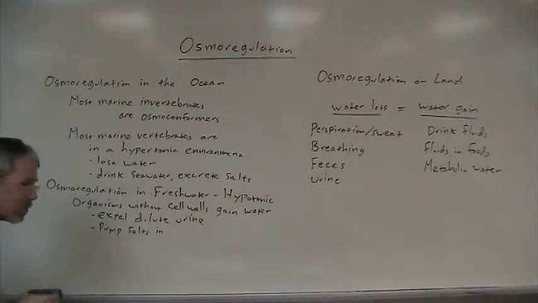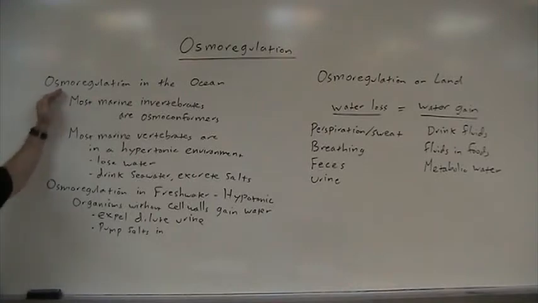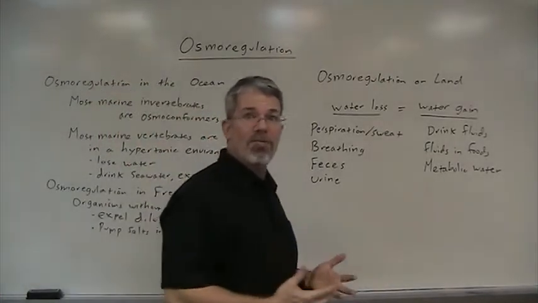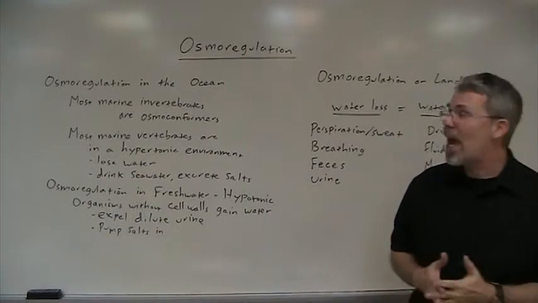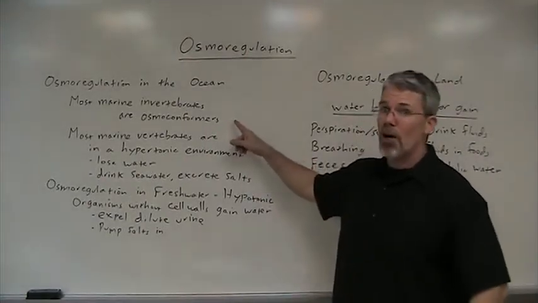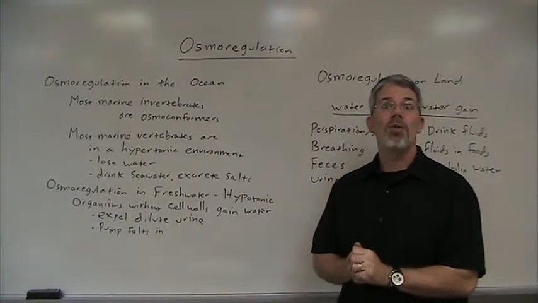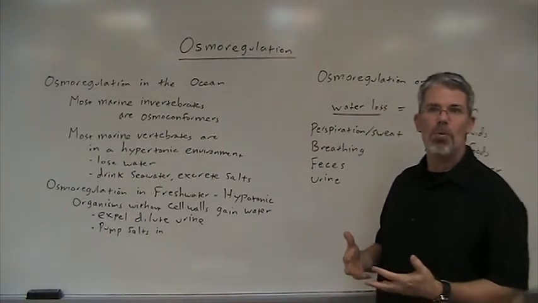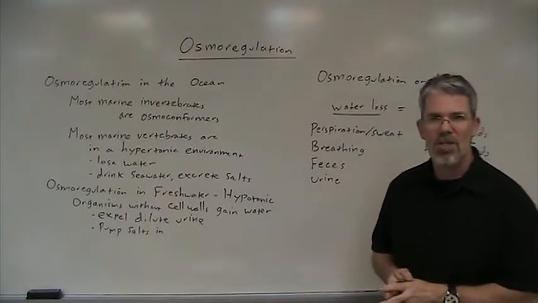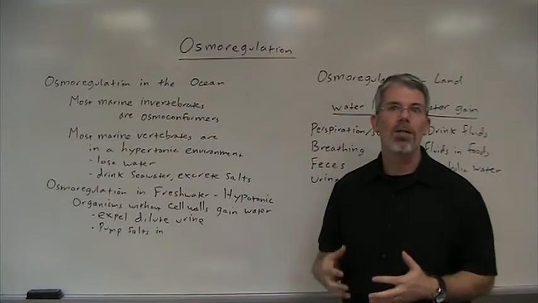Now, how they deal with it really depends on the type of organism and where they're found. Osmoregulation in the ocean: seawater is about 35 parts per thousand salt, or 3.5%. Most marine invertebrates are osmoconformers. They basically match the seawater. Their solutes are isotonic with the seawater. They don't have to worry about gaining or losing water by osmosis.